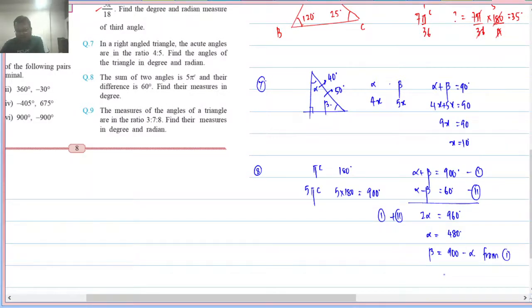So 900 minus alpha, 900 minus 480 is 420 degrees. Okay. The measures of the angles of a triangle are in the ratio 3:7:8. So what will you take the angles as? 3x, 7x, 8x, and you will apply the angle sum property. The sum is 180. Okay, fine.